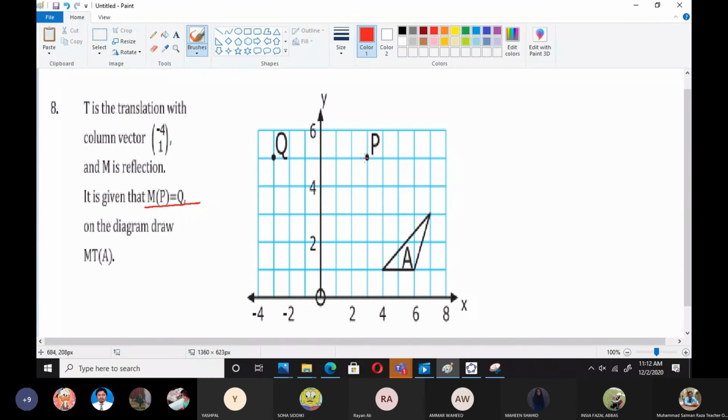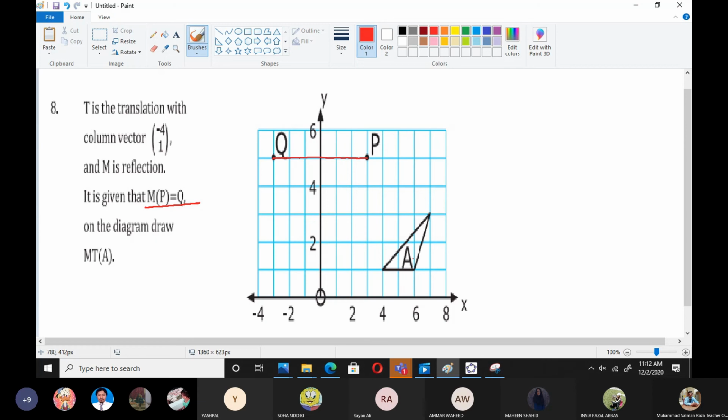So it means P will go over here, become Q. Okay, no problem. The very first thing is I'm going to start reading the question over here. T is the translation with column vector minus 4 and 1. It means I need to translate it again, A to A bar. That is confirmed. And then M is the reflection, so I have to reflect that part again as well.